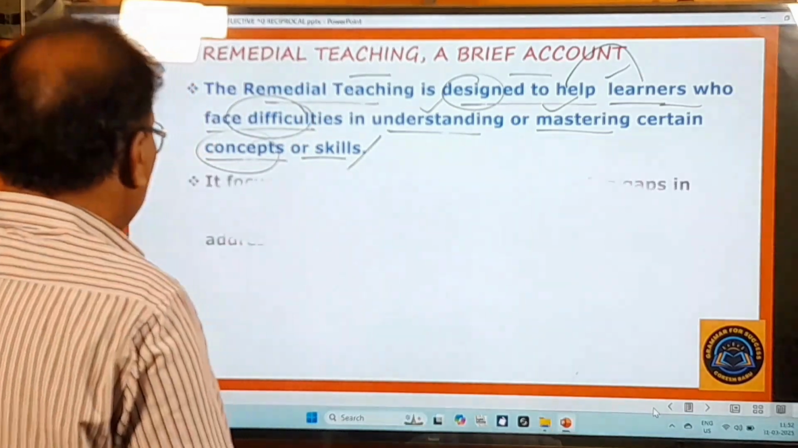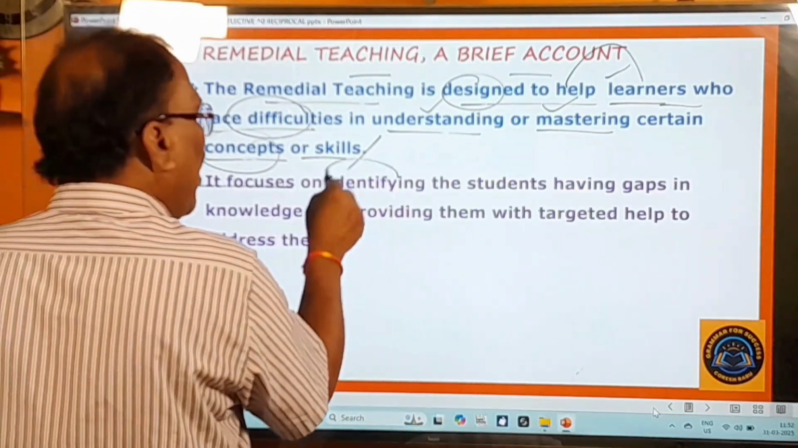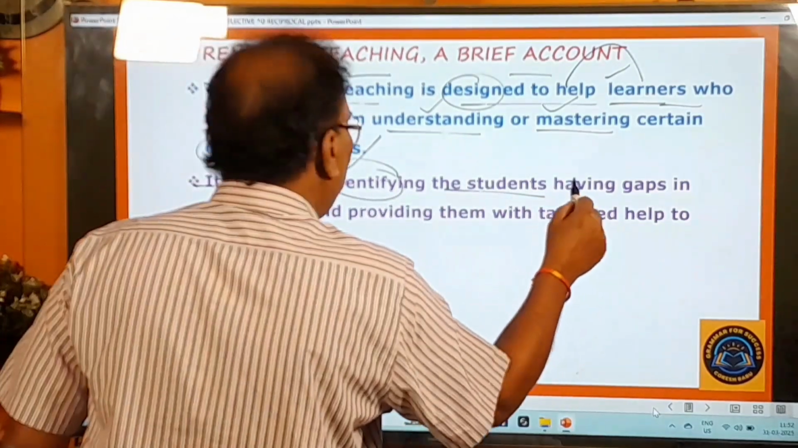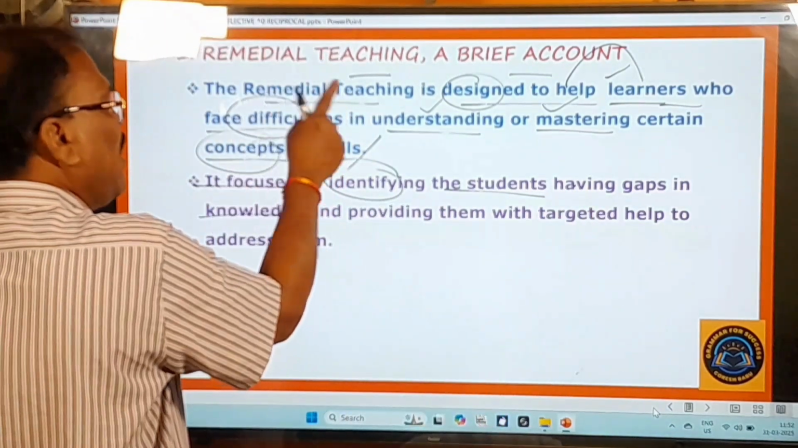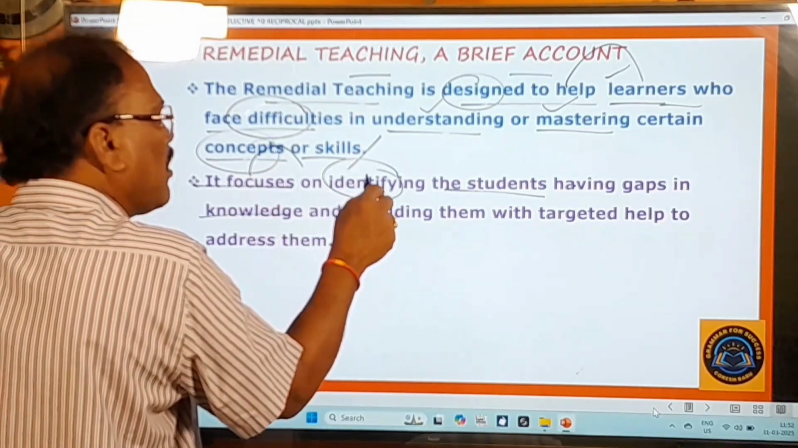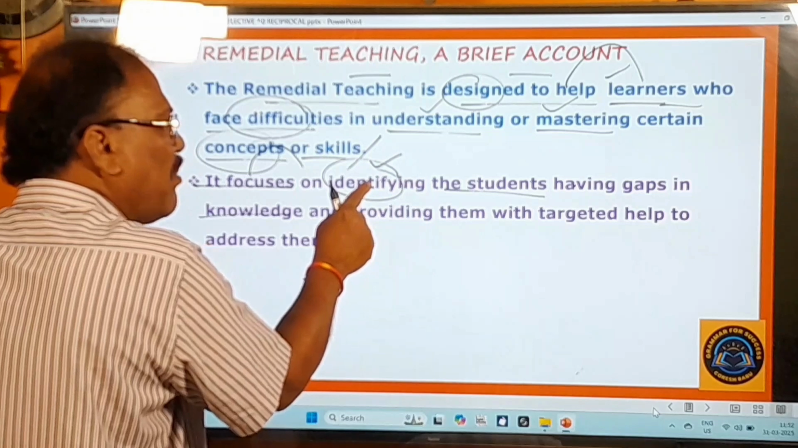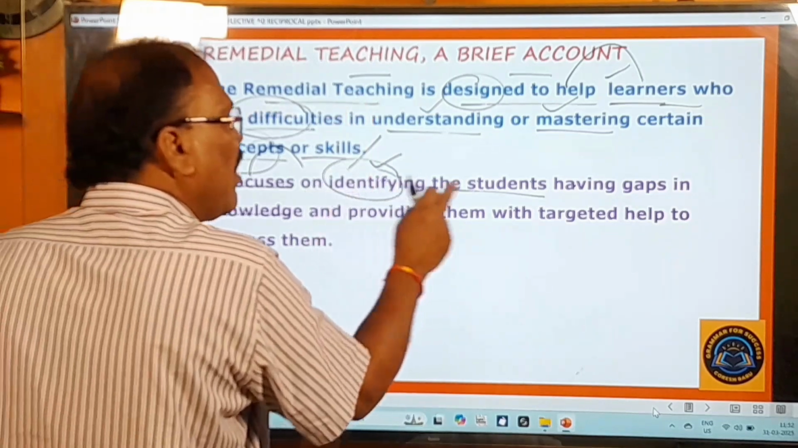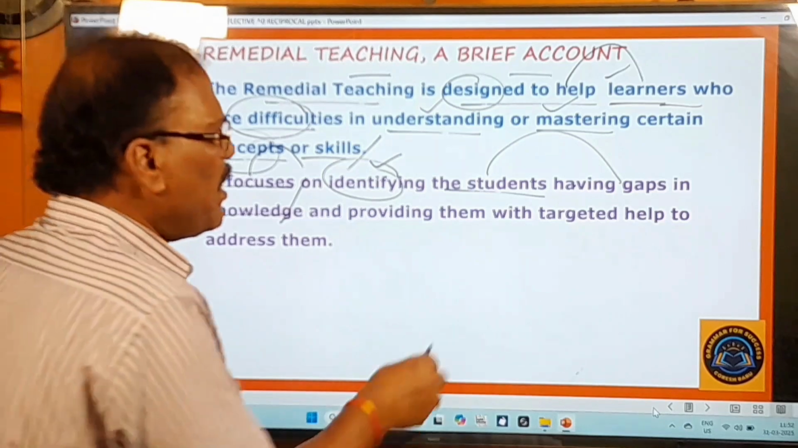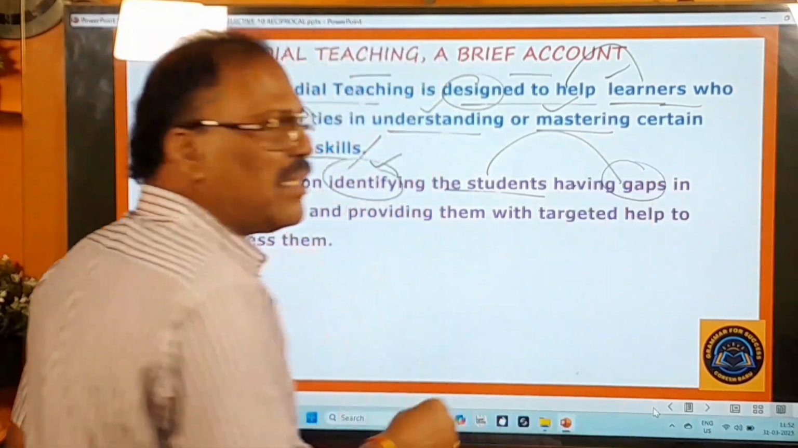Okay, and next you see that it focuses on identifying the students having gaps in knowledge. So this is very important. What does this remedial teaching do? It focuses, it concentrates on what? Identifying. Identifying means finding out the students having gaps in knowledge. Having gaps means what? Deficient areas in knowledge.